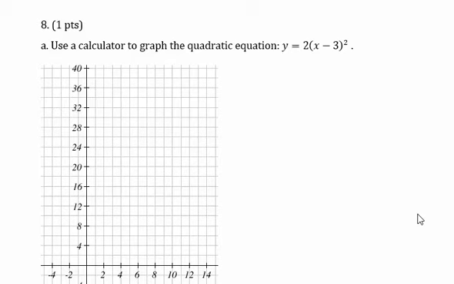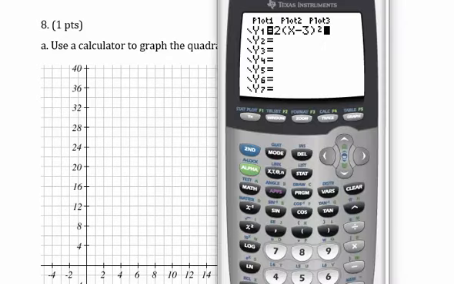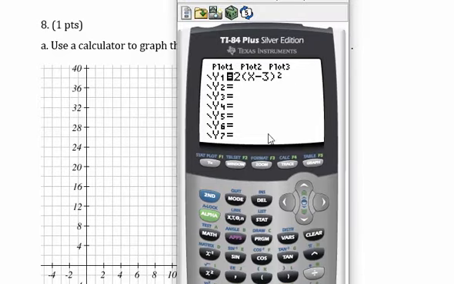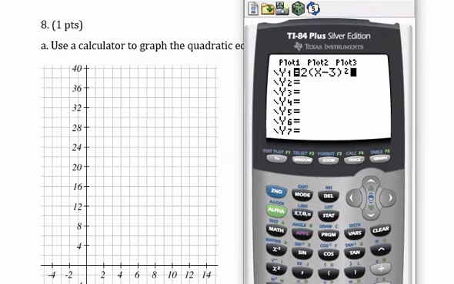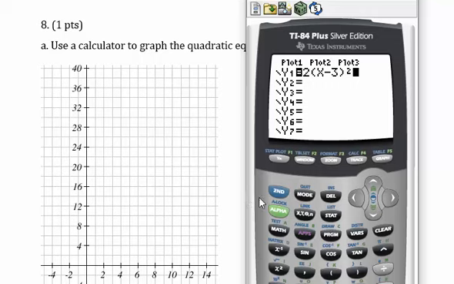This is number 8 in section 2.1. It says use a calculator to graph the quadratic equation y equals 2 times the quantity x minus 3 squared. Okay, and so I've just entered this function in y1. I'm going to adjust my viewing window to match this given window of the grid.